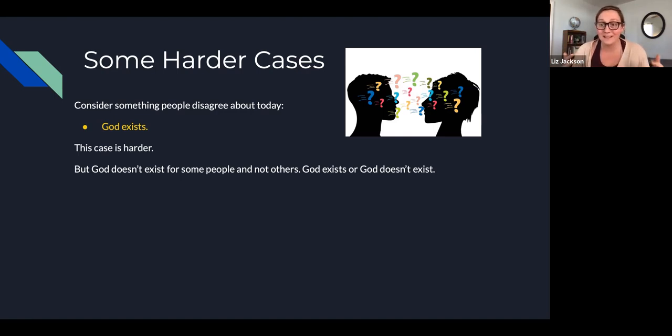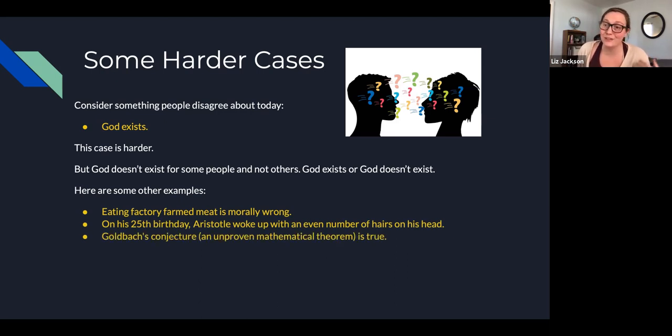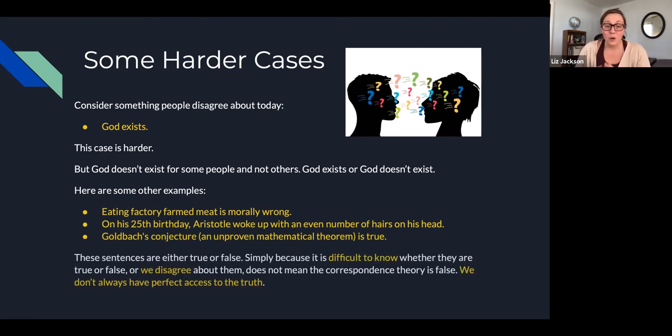So among this disagreement, one group is right and one group is wrong. Here's some other examples. Eating factory farm meat is morally wrong. On his 25th birthday, Aristotle woke up with an even number of hairs on his head. Goldbach's conjecture, which is an unproven mathematical theorem, is true. So all of these sentences are either true or false, and whether they're true or false is all about whether they correspond to the world.